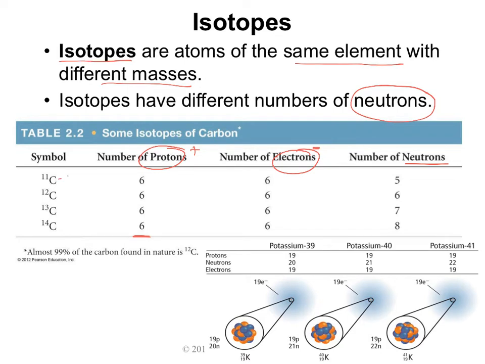So this one here is carbon 11. We can also write it like this. If there's 6 protons, but the mass is 11, we would take 11 minus 6. That gives us our 5 neutrons. Okay, here we have carbon 12. Our 6, 12 minus 6 gives us our 6 neutrons, and we can keep going. One of the isotopes is usually more abundant, or there's a higher percentage found than the other one. So in nature, almost 99% of carbon is carbon 12.